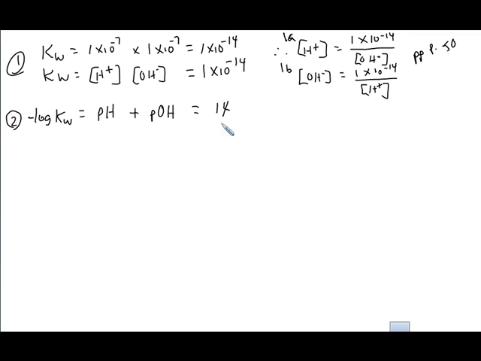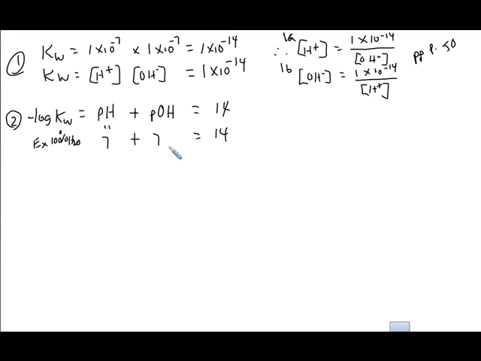An example would be 100% water. The pH, the negative log of the hydrogen ion concentration, would be 7. The negative log of the hydroxide ion concentration would be 7. 7 plus 7 equals 14. If the hydrogen ion concentration goes up, then what happens to the negative log? It goes down, right?